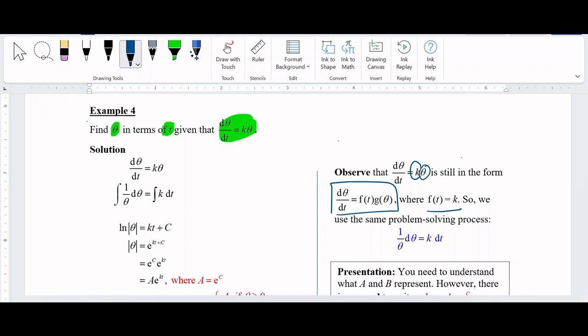Okay, so we're going to use the same problem solving process, which is to put all the terms with theta, including the d theta, on one side, and in this case our constant and dt on the other side. Okay, and then we're just going to integrate both sides of this equation, which leads us to this step. A simple integration would give us this result. Unfortunately, we cannot stop here because the question asks you to find theta in terms of t, which means that we need to go ahead and make theta the subject.